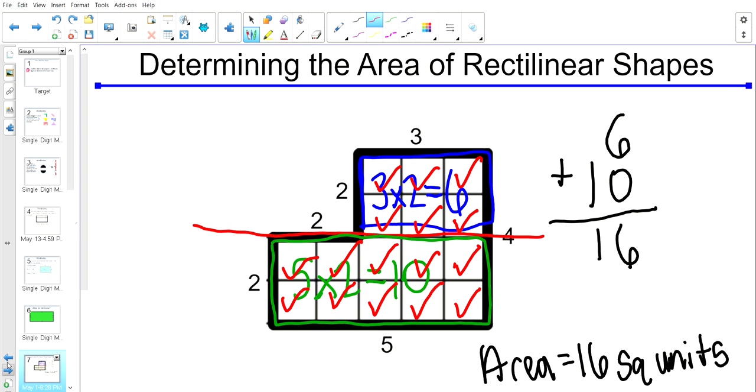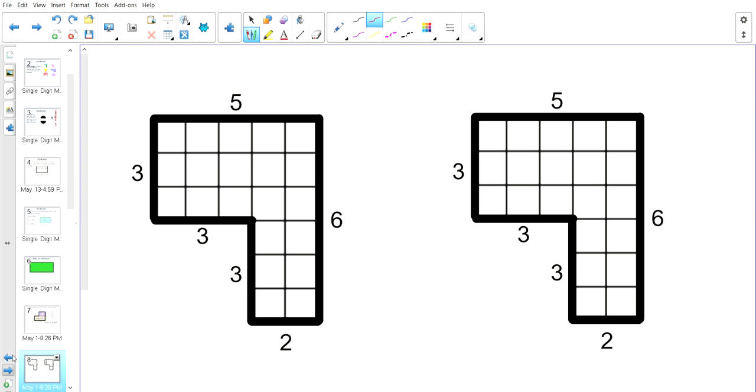Let's look at another rectilinear figure. Here are 2 identical copies of the same rectilinear figure. There is more than one way to decompose this figure into 2 rectangles. What are 2 different ways that we could decompose this shape into 2 rectangles? See if you can figure out 2 different ways to decompose this rectangle.